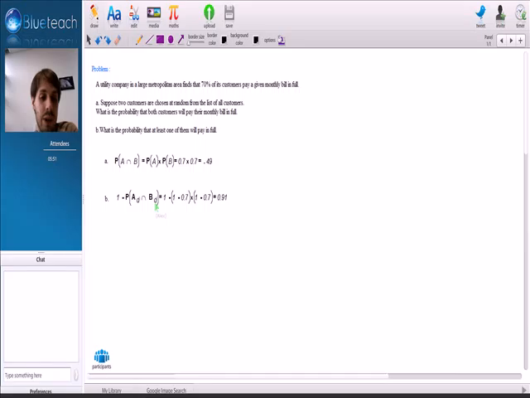Now again, those events are independent, so I can just multiply the probabilities, right? So it's equal to 1 minus (1 minus 0.7) times (1 minus 0.7), and that's 0.91. So here you go.